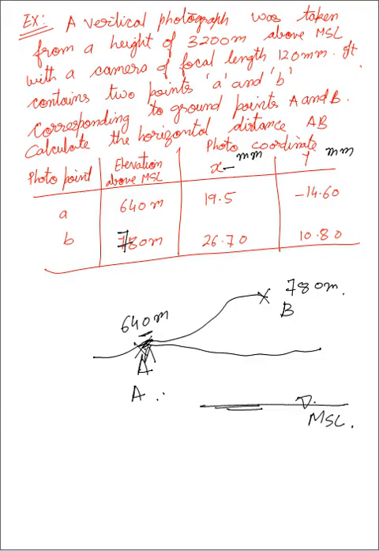Now these coordinates have been given, X and Y in mm. So let's start how to solve. Basically, see what they have asked. They have asked us to calculate the horizontal distance AB. Horizontal distance means the projected distance.